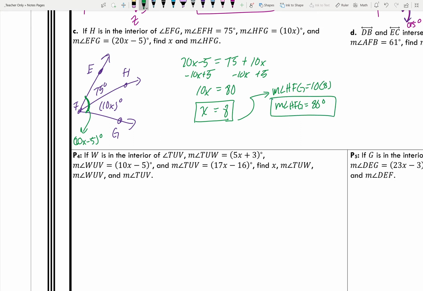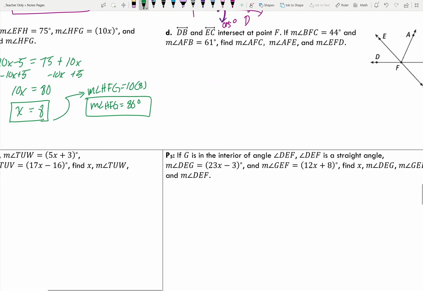In this case, EFG is actually an obtuse angle, but I drew it as an acute angle because I didn't know at the time. But it worked out. It's all right. It's just a guide to help us know what to do. All right, next.